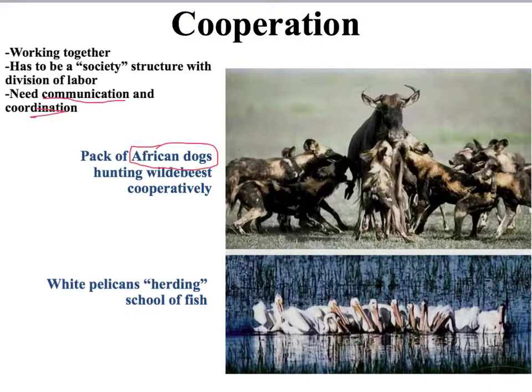Another example of cooperation are these pelicans here, and what they'll do when they hunt cooperatively is they'll herd the fish. So they'll get the fish kind of enclosed in a smaller area, and then eventually the fish will be in a very confined space, and they can eat them and catch them a lot easier.